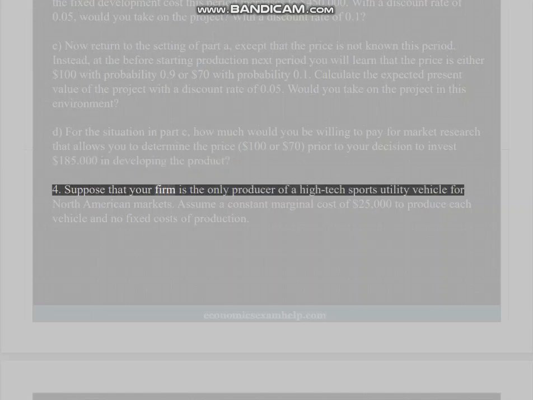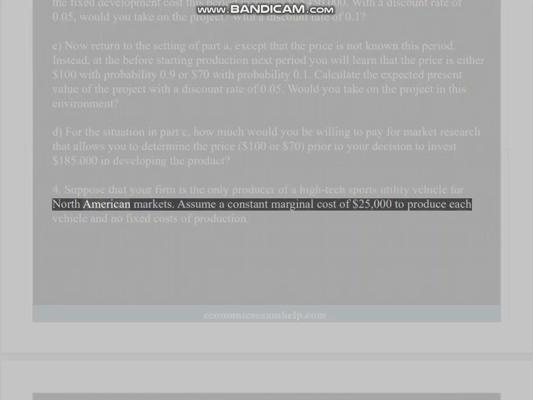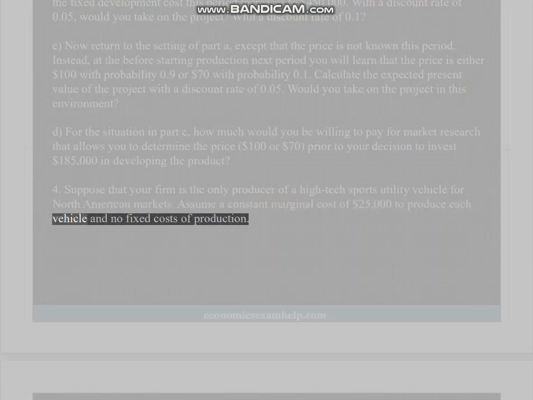4. Suppose that your firm is the only producer of a high-tech sports utility vehicle for North American markets. Assume a constant marginal cost of $25,000 to produce each vehicle and no fixed costs of production.